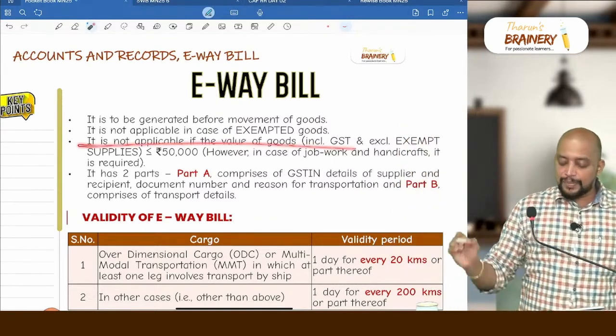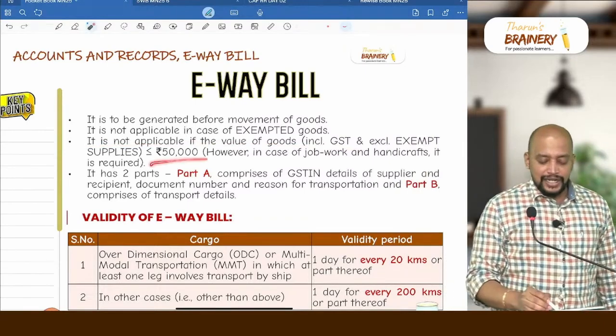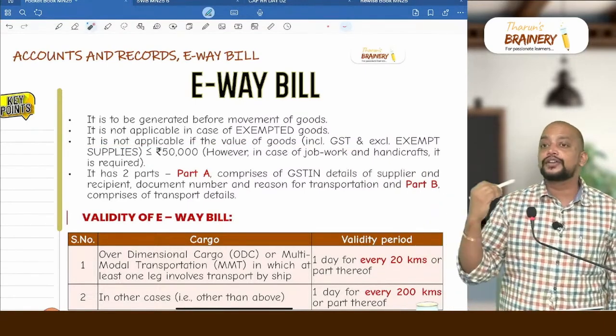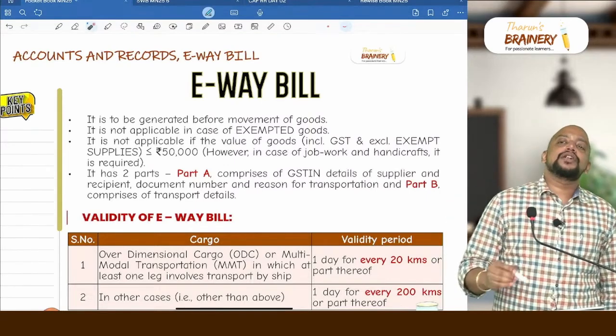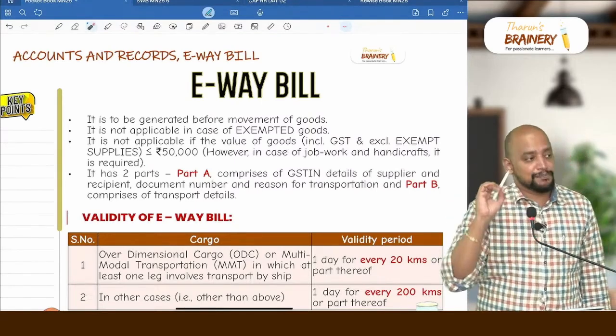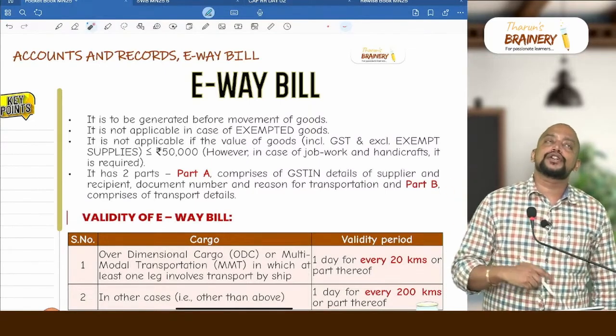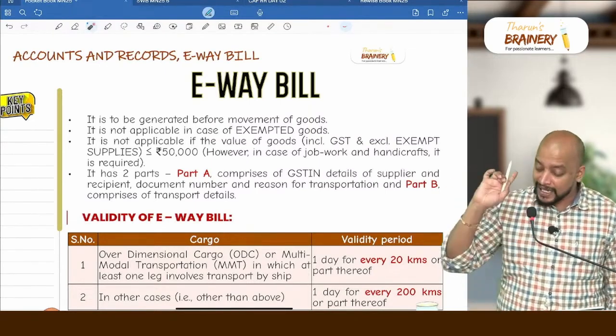Then it is not applicable if the value of the goods does not exceed 50,000. But there are two exceptions, that is in case of handicrafts and goods sent on job work. Even though the value does not exceed 50,000, e-way bill is mandatorily required. And while computing this 50,000, whether GST is to be included or not, definitely GST is to be included.